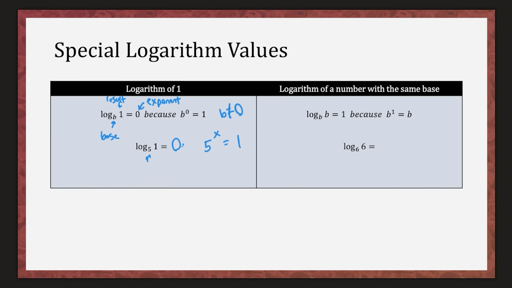Here's another one. Log base b of b equals 1 as well. Huh, that's kind of weird. Let's rewrite that. The base b to the first power, anything to the first power is itself. It's the exponential identity. So log base 6 of 6 will equal 1, because 6 to the first power equals 6.